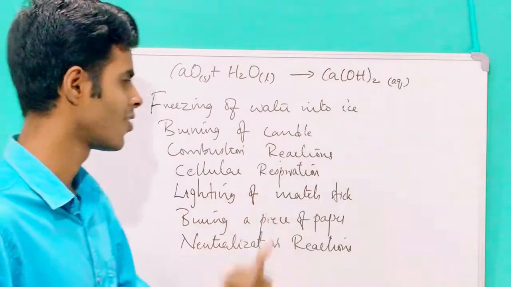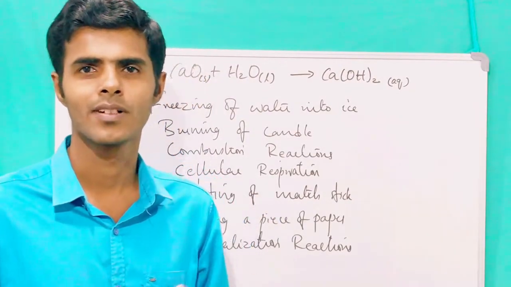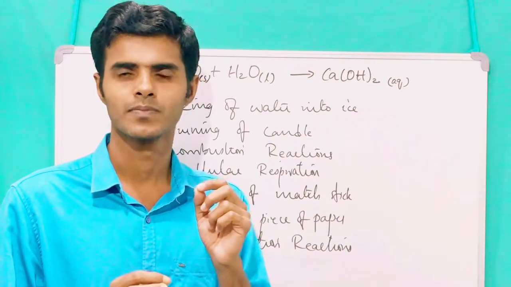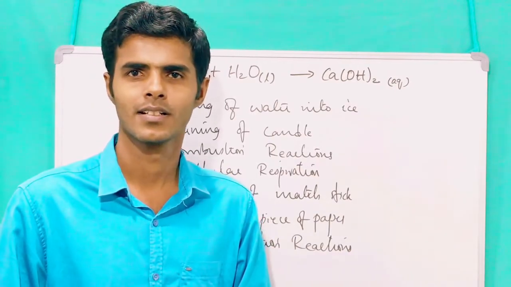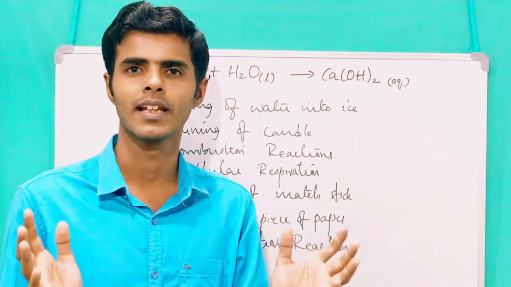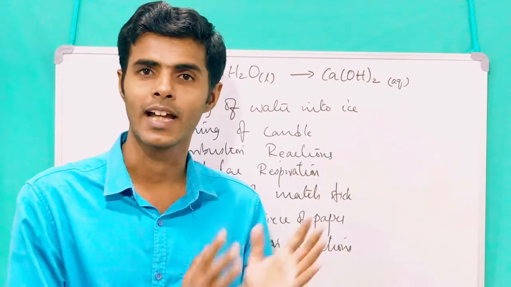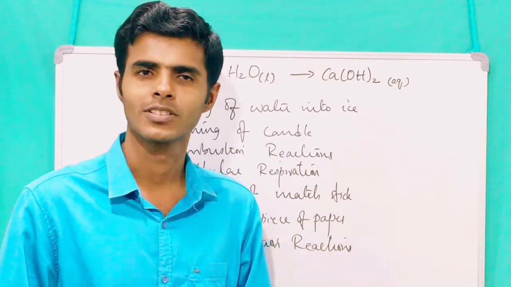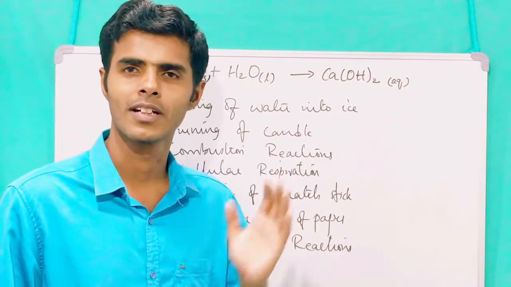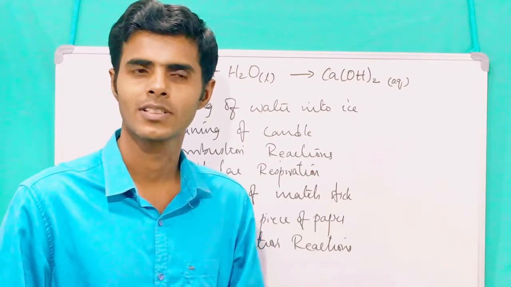Now, lighting of matchstick. Matchstick is made up of phosphorus and sulfur and few other chemicals. So when you try to light that matchstick, what happens there? This phosphorus, sulfur and these chemicals combine, or they react in order to produce heat energy. So this is another example for exothermic reaction. And burning a piece of paper, as I already mentioned, combustion reactions. It is an example for exothermic reaction.